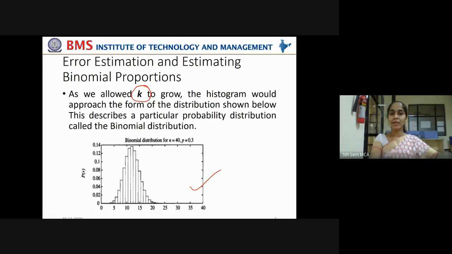This describes a particular probability distribution called the binomial distribution. We can also call this a binomial distribution, where you have taken the number of data points in each sample as 40 and the probability of observing a sample error is 0.3. Now when you plot this graph, it shows a binomial distribution. It is also like an inverted bell curve. That is why we also say that it is following a normal distribution. Okay, but now we'll focus on what this binomial distribution is.